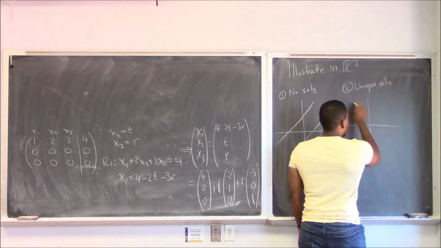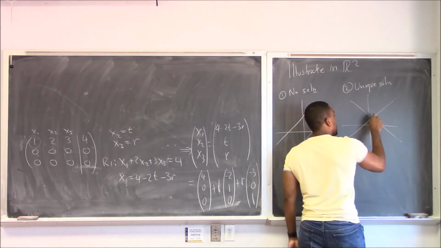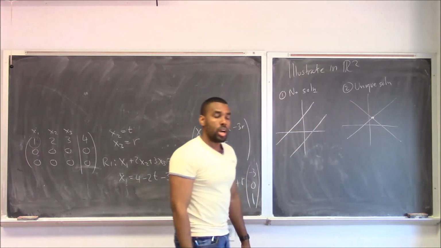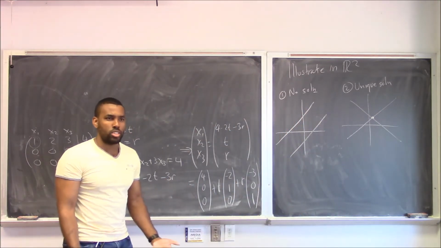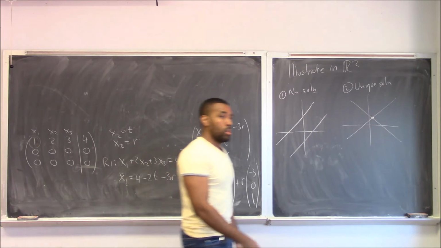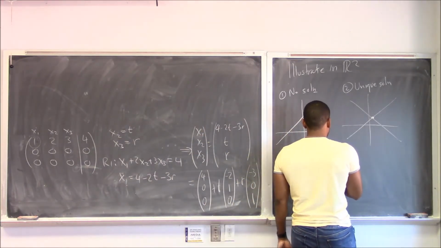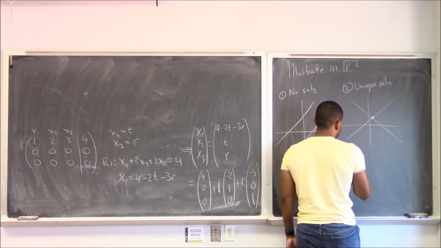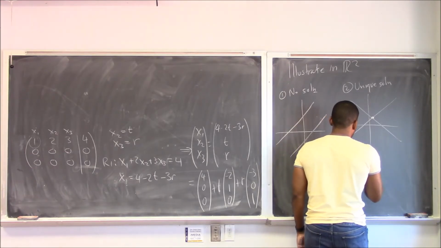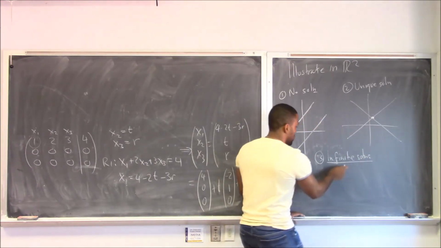This means your lines are not parallel. They intersect at exactly one point. You would not have 2 straight lines crossing each other in 2 points. It's impossible. The third situation, and this is the infinite solutions, is really when one line is a multiple of the other.